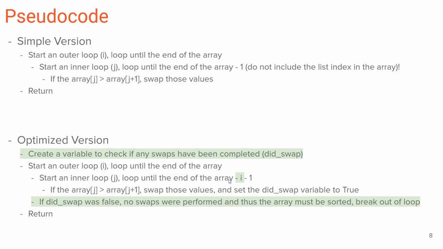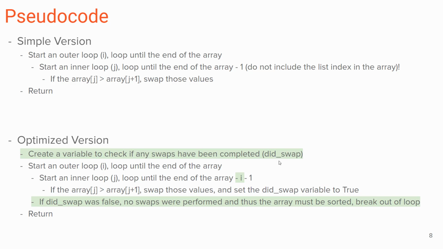Here's our optimized version. It's essentially the same, but this allows us to set our best case scenario to O(n). In the simple version up here, if you give me a completely sorted list to sort, I still have to do n squared operations. However, in the optimized version, we only go O(n), because I go through the whole list once and say, hey, we performed no swaps, so therefore the list is already in a sorted state. So you create a variable to check if any swaps have been completed.